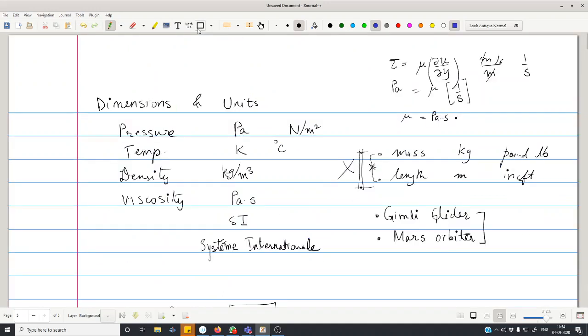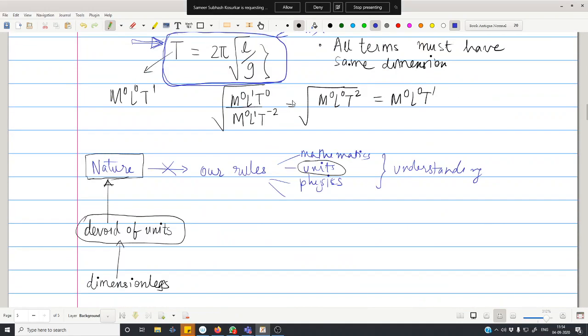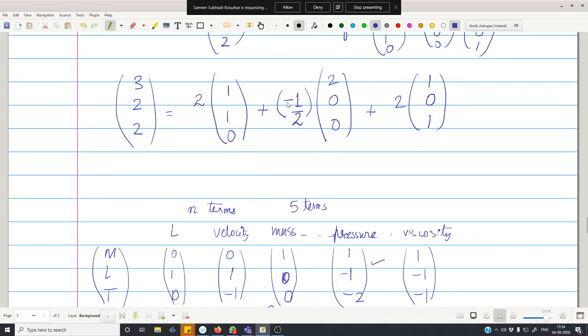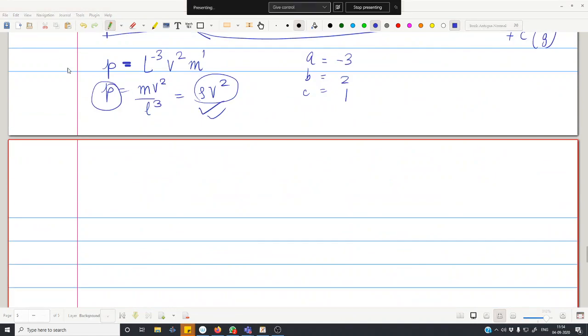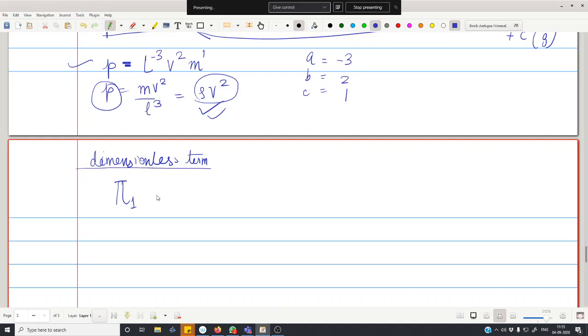We are still not done because so far we have represented P in terms of that, but I could have very well done this thing instead. I could have written pi 1. So pi is just a placeholder for a dimensionless term. So pi 1 equal to some combination of pressure times L to the power A times V to the power B times M to the power C.